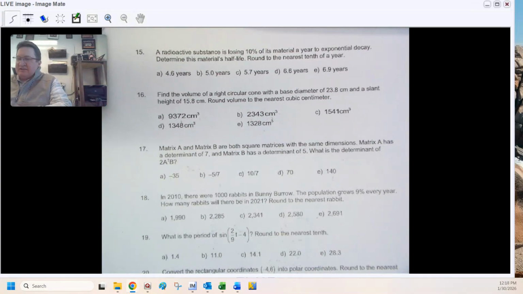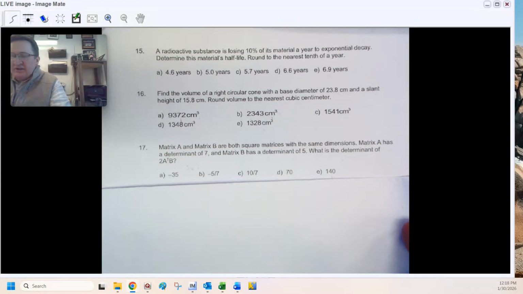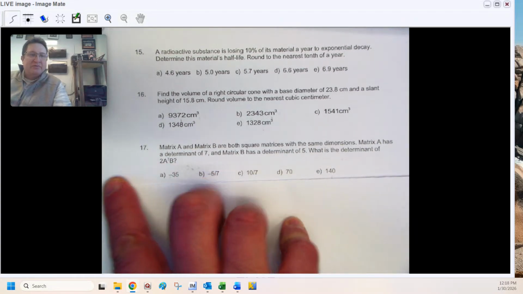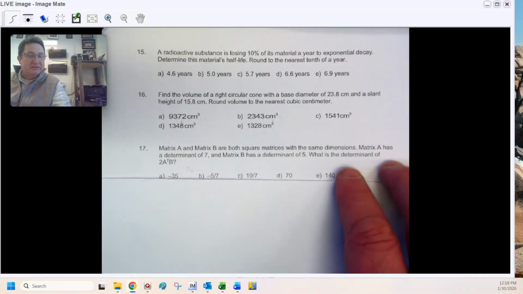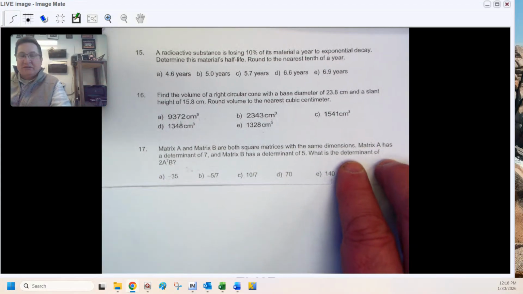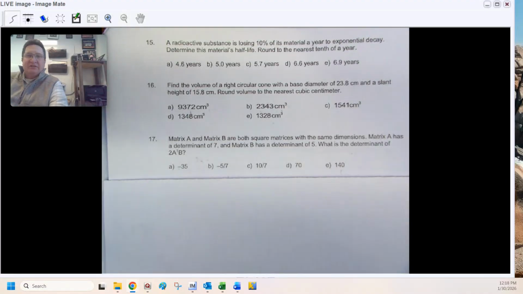Question 17 says matrix A and matrix B are both square matrices with the same dimensions. Matrix A has a determinant of 7 and matrix B has a determinant of 5. What's the determinant of the matrix 2A transpose B? Now, I got a feeling that if you're watching this, you're like, I don't know what this T means or anything like that. It's possible you don't even know what the determinant means.